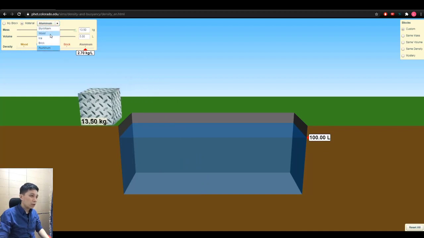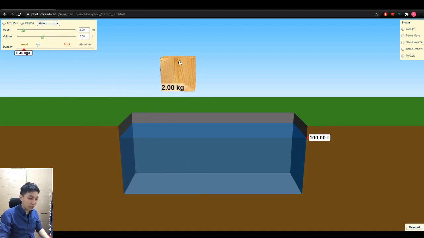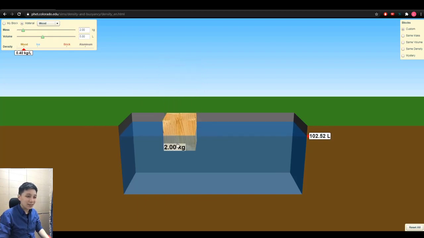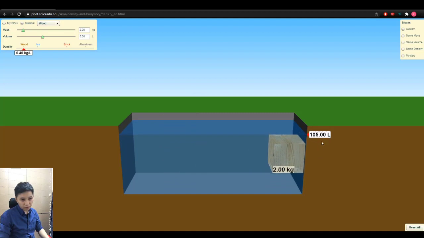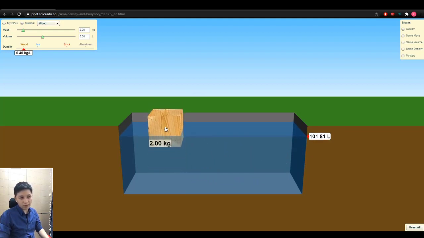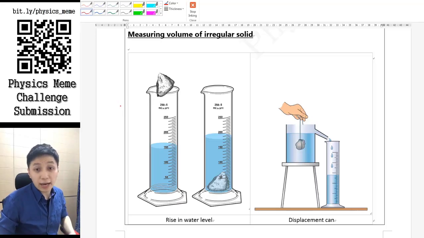For a less dense object, you can see that only part of it will be submerged. So for this one, we'll have to talk about later how we can actually measure the density of this. But using my mouse, I can still press it down so that you can see the volume here is 5 if this is fully submerged. So this is a hint for you to think about when you have something that is less dense, in the experiment. So I think you should be able to guess how it works now.